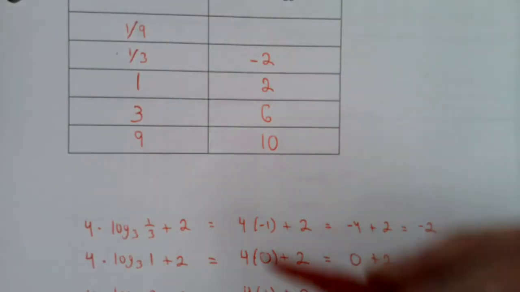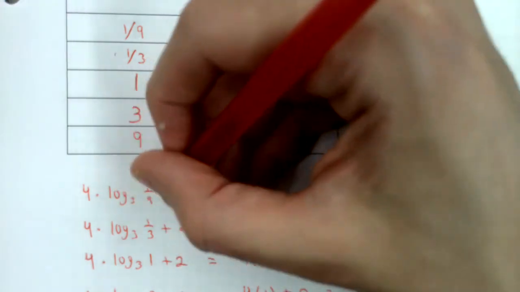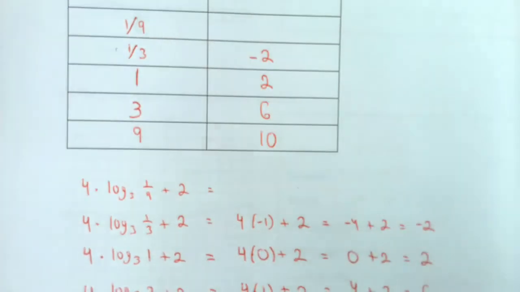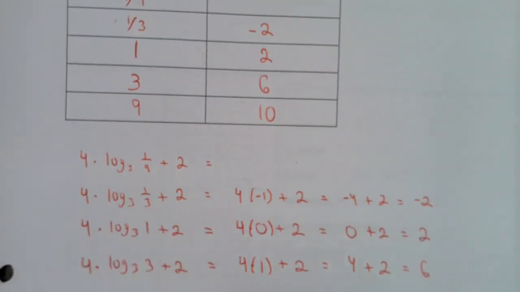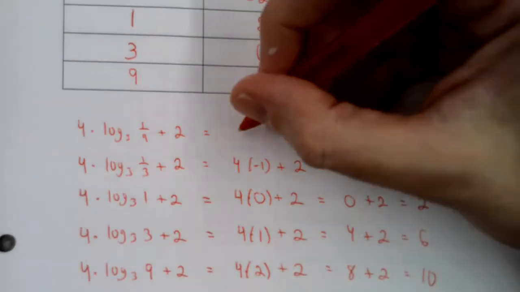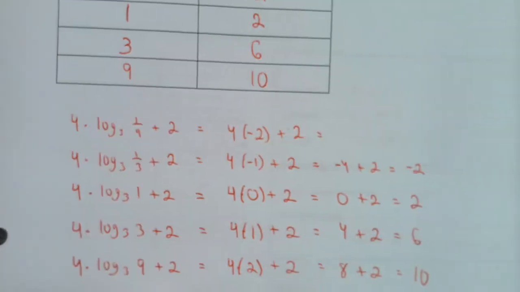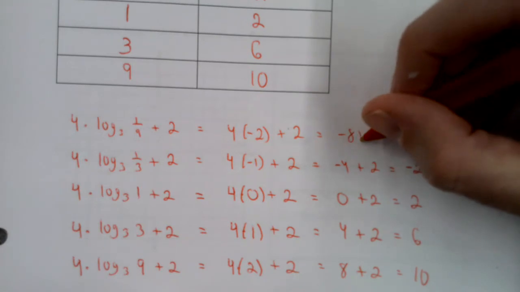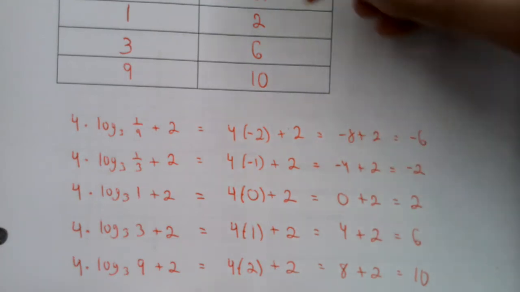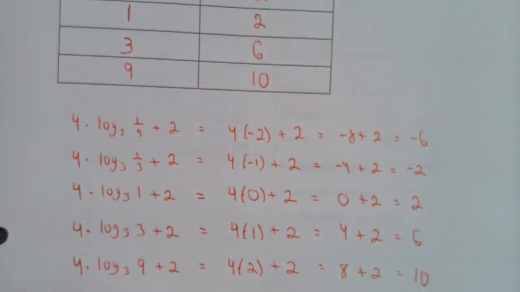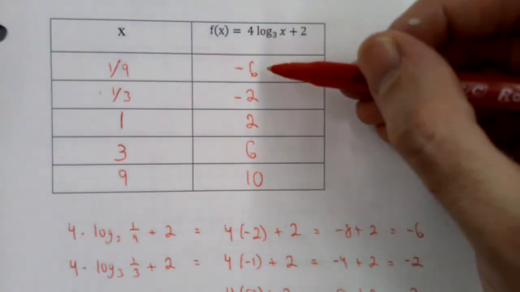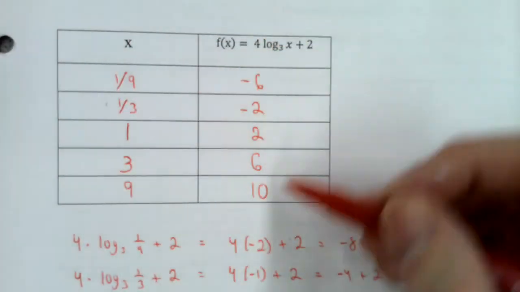-2. And let's do x is 1/9. 4 times log base 3 of 1/9. 3 to what power equals 1/9? -2. So we get -8 plus 2, which is -6. So I put -6 in my table, and let's graph these 5 values.